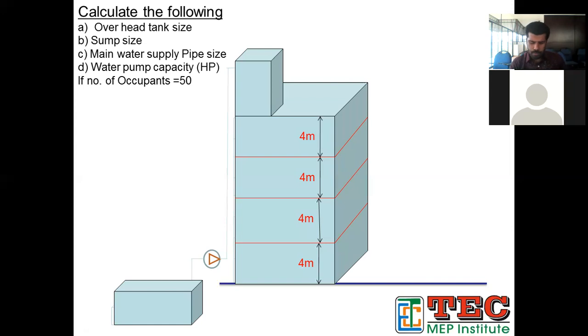Understood? So I'm asking a question: if there are 50 people and the water demand is 100 liters per day per person, so what should be the overhead tank capacity? You can just type it.